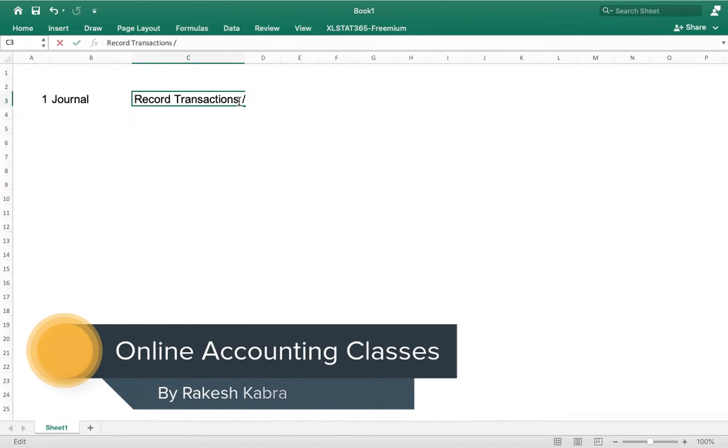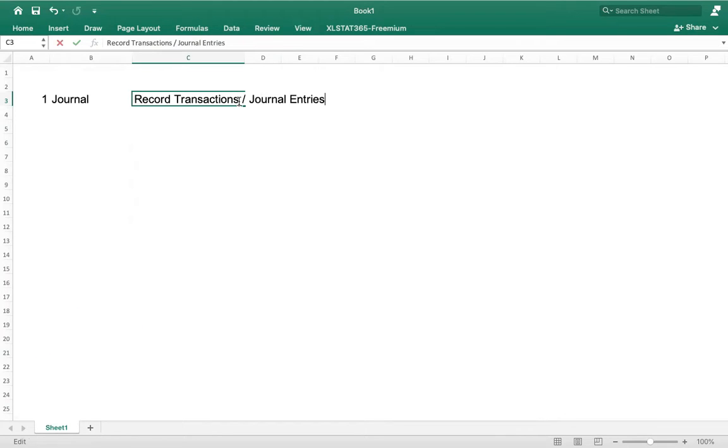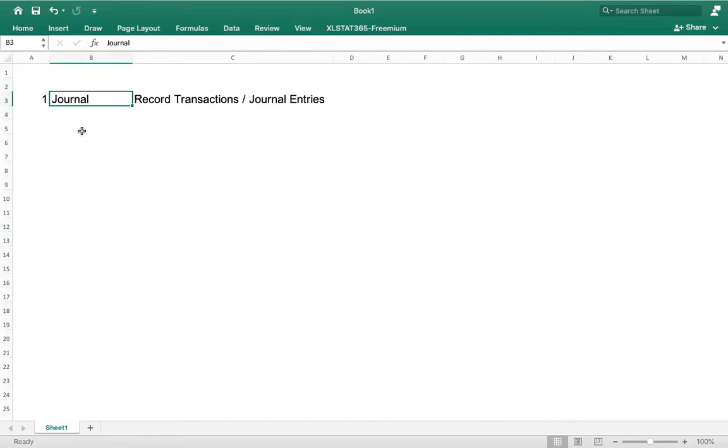In journal, what do we do? We pass journal entries. It is a collection of transactions actually. We collect the transactions, right? Yeah. After collecting, what is the second step?